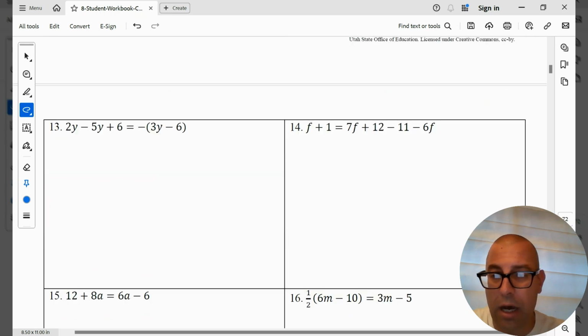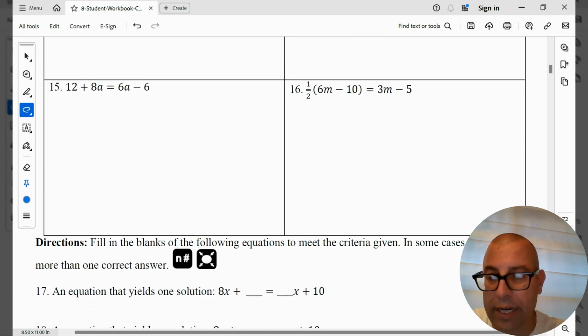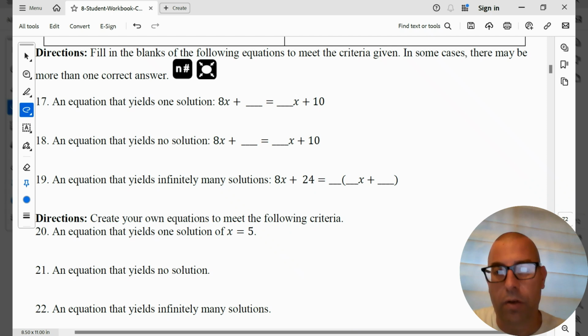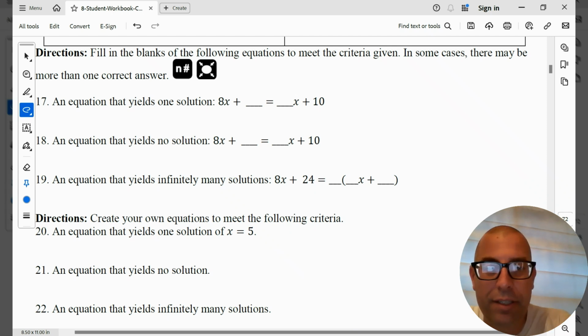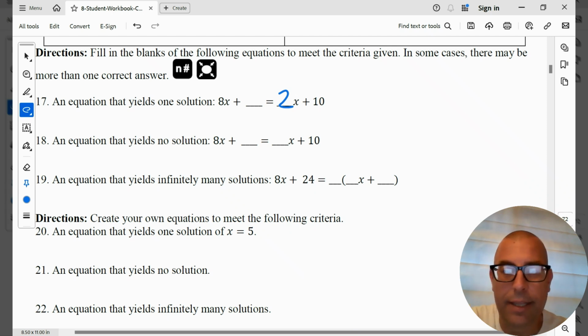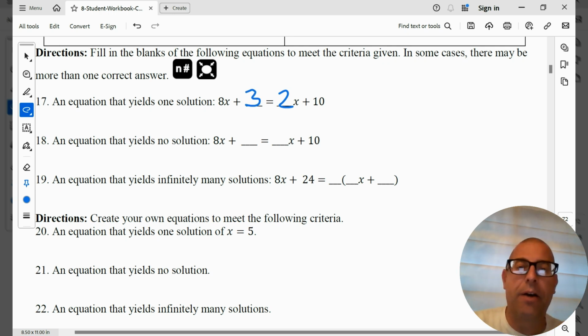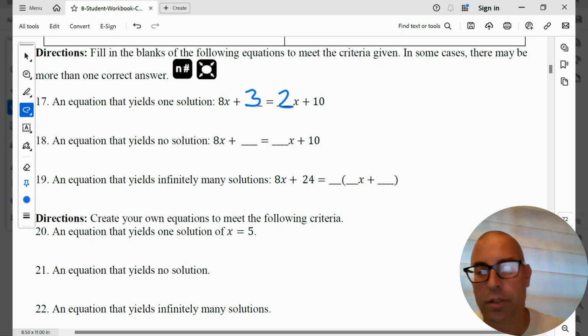All right, what we want to watch for is down here. We want to fill in the blanks of the following equations so we meet the criteria. So we're on the next page. It says there may be more than one answer. In problem 17 we've got to fill in an equation that yields one solution. So if it's one solution, the x's cannot go away. As long as they're different, if I make this just a 2x, I'm going to end up with x's at the end. I don't care what the other number is, because the big thing here is when you have a different amount of x's, you're always going to get one solution.